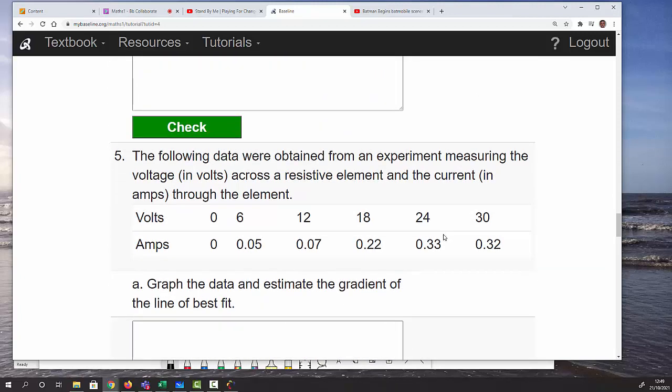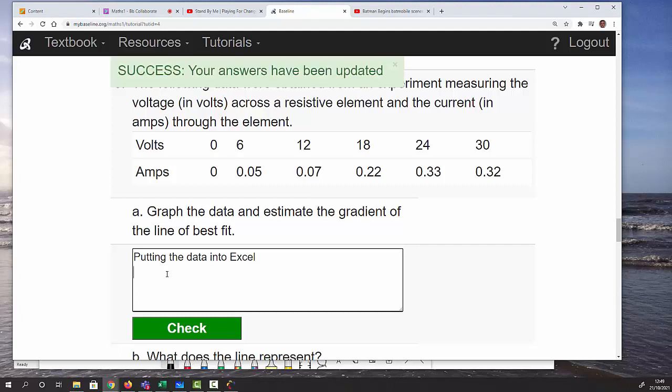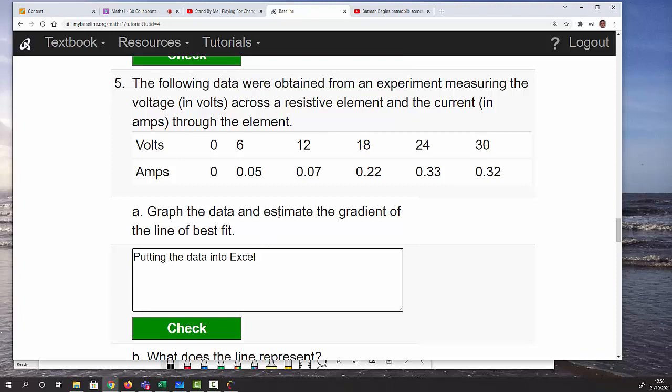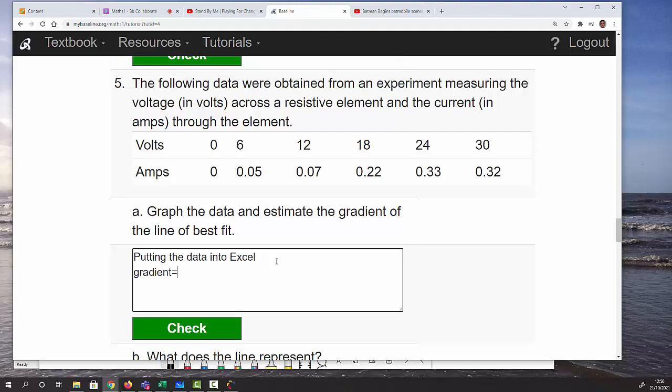Yeah, okay. Frankly, you're mad if you don't use Excel for this. So what would I expect you to do from here? I'd say putting the data into Excel. Okay, so that's that. You'd put the data in, you'd get the gradient. So we'll estimate the gradient of the line of best fit. So then you'd say gradient equals, I don't know, 5.2 or whatever it happens to be.